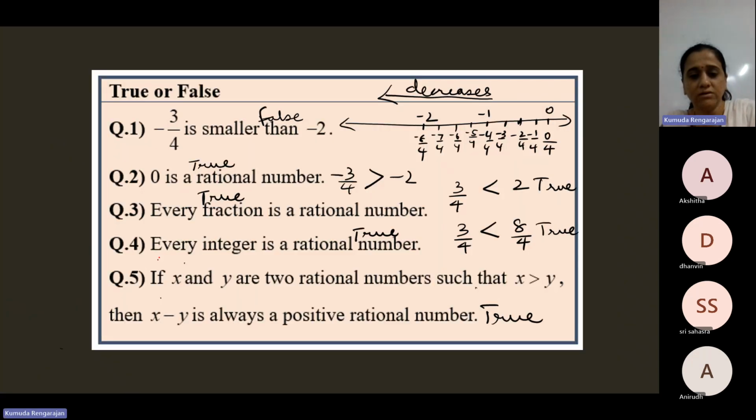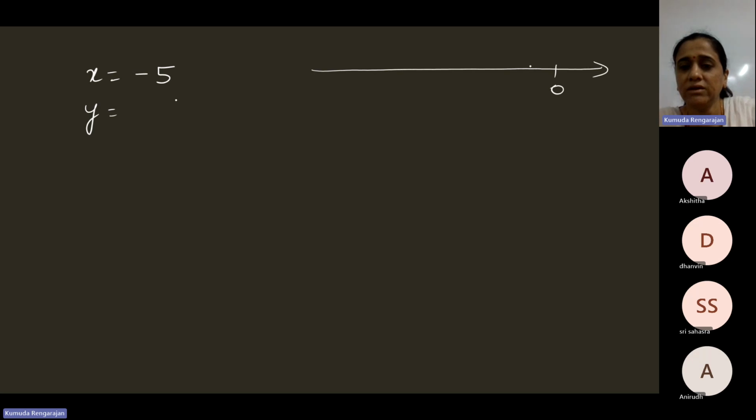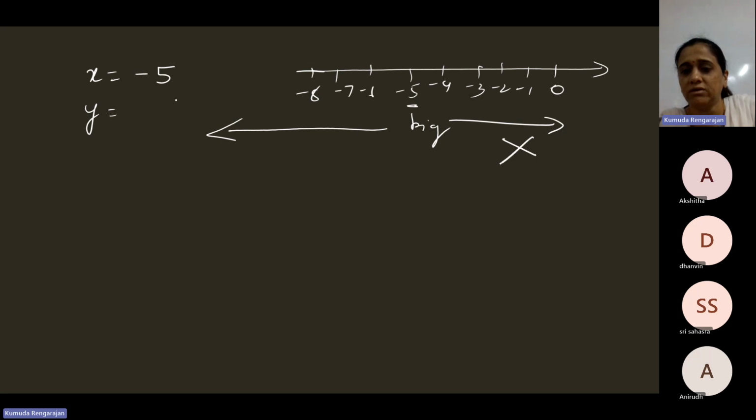Okay, so we'll consider both the numbers negative. We'll take x as the bigger value, say minus 5, and y cannot be minus 4 because minus 4 is bigger than minus 5. See on the number line: minus 1, minus 2, minus 3, minus 4, minus 5, minus 6, minus 7. If x is minus 5, this is big. So if you want to select a smaller number, you should select from here, say minus 8.